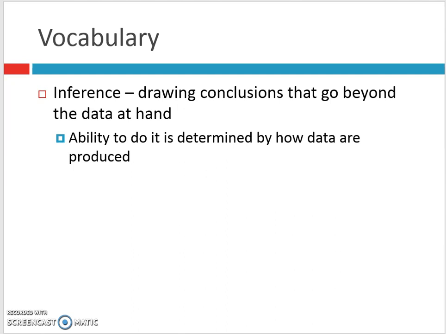Now, the ability to make a good inference is determined by how the data are produced. We'll talk in much detail about how you would collect data in a proper way so that inference can be done. If you don't collect your data in a good way, then your inference, while you might try to do it, might not be accurate, or it might not be a good use of your time or your energy, because what you're concluding doesn't actually reflect the population in which you are interested.